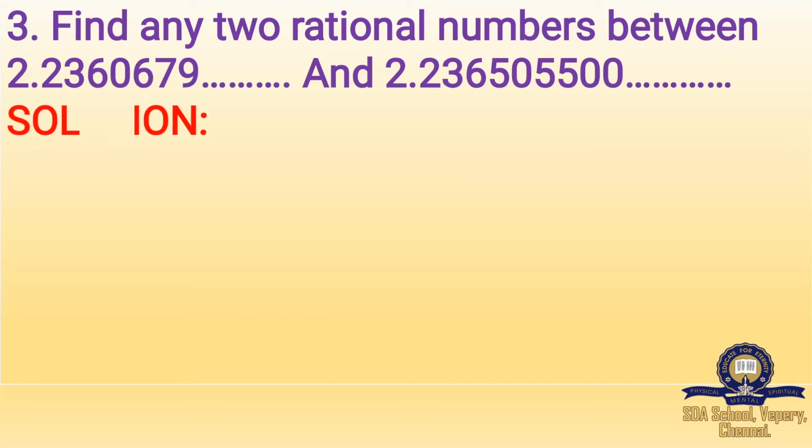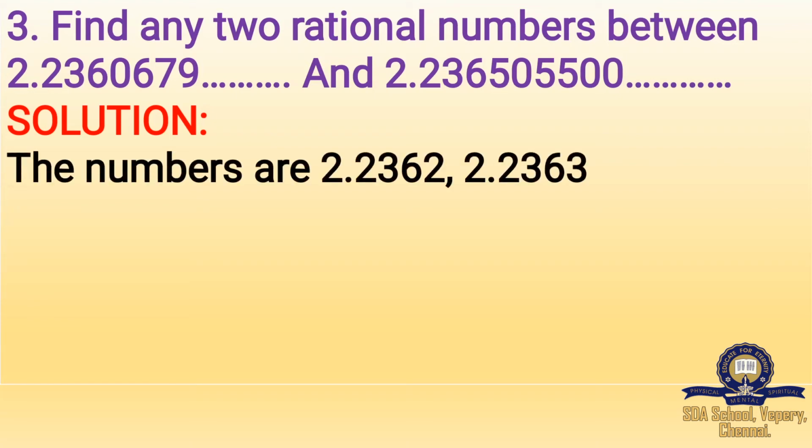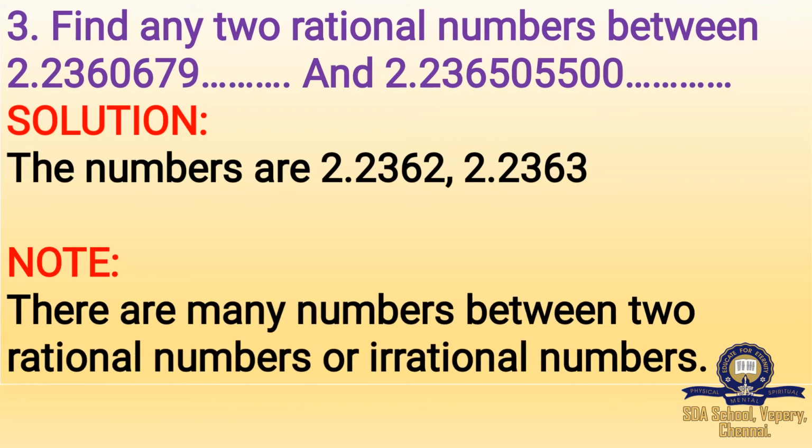So that is 2 point, you leave that, after the decimal point 2360, just keep that in mind, okay? In this other part, if you see 2.2365, that is 2365, okay, which means all the numbers lying between 2360 and 2365 should come, okay? So the numbers are, these are just an example. There are many numbers which can come between them, okay? Many rational or irrational numbers can exist between these both.